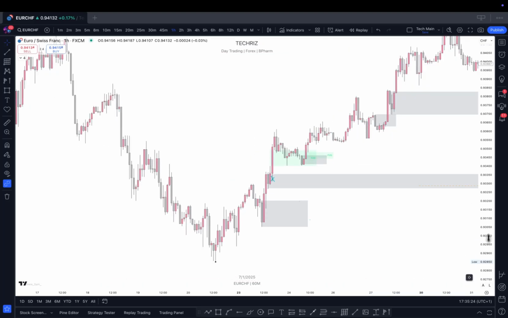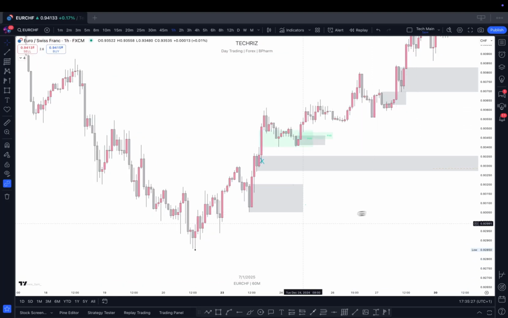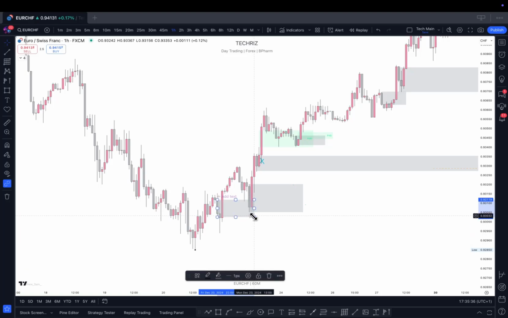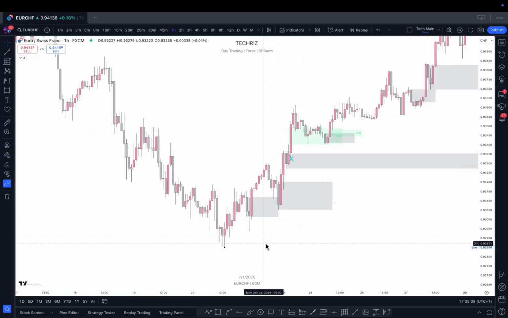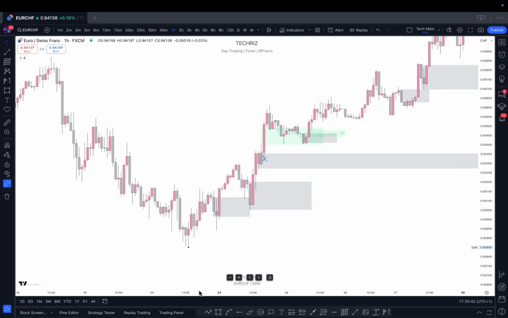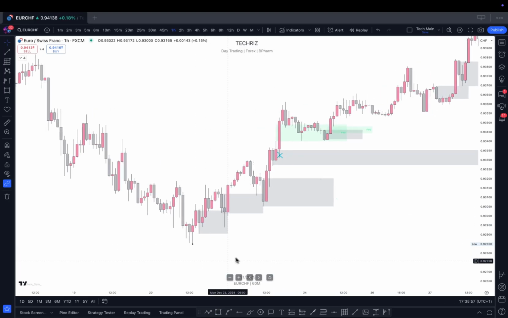Right? So with mitigation, you're going to trade mostly from an unmitigated point of interest. Trade mostly from unmitigated points of interest. This is a mitigation. This one too is a mitigation. The body close came here, on the second candle. So we have this other block and the mitigation finally came. So this is a mitigation. The body close as well came on this second candle. So this is a mitigation as well.